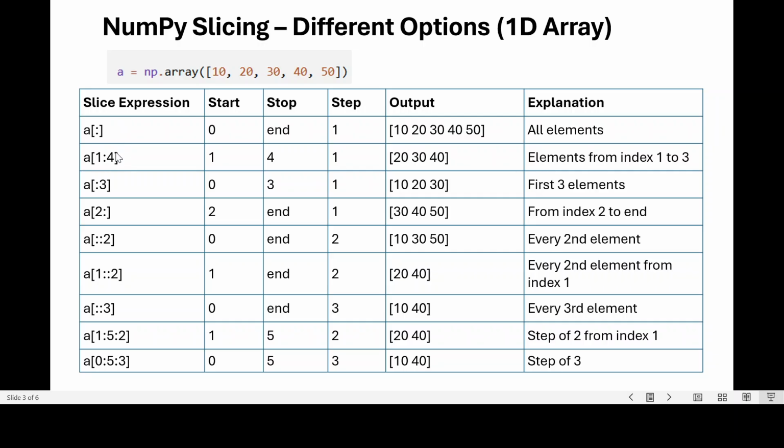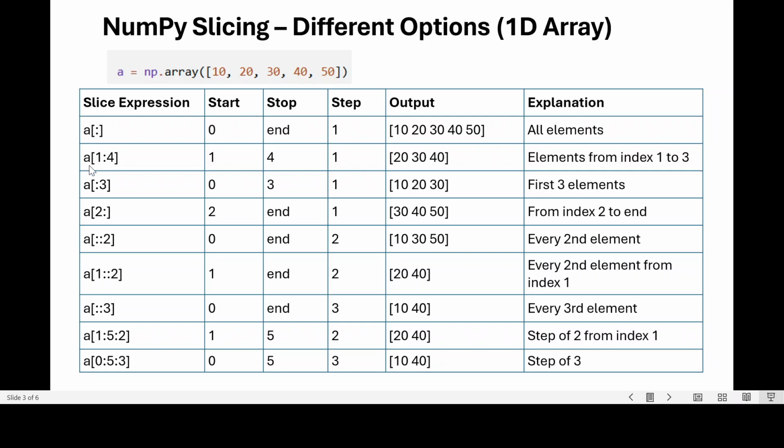Let us understand the slicing expressions. The first expression is a of colon. This expression selects all elements of the array, since no start, stop or step values are specified. NumPy returns the complete array. So the output is 10, 20, 30, 40, 50.